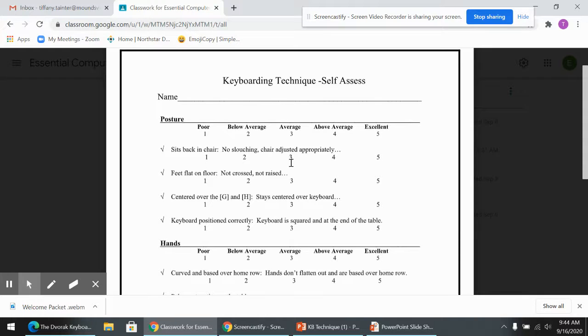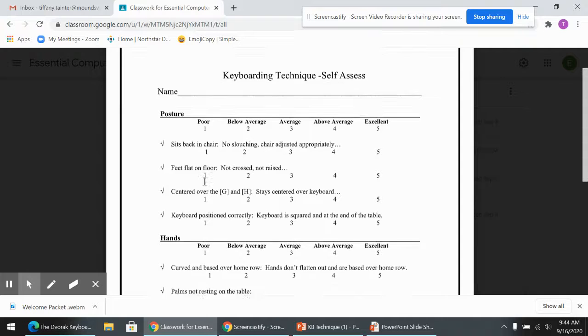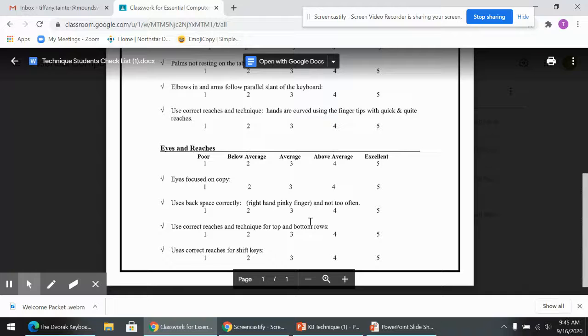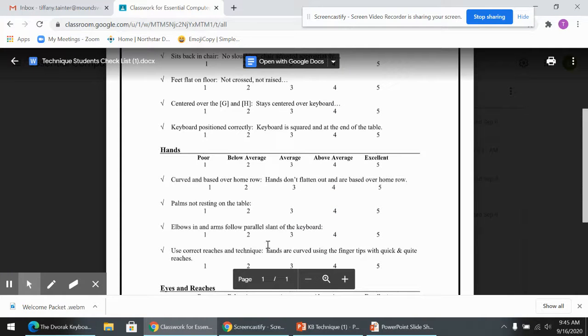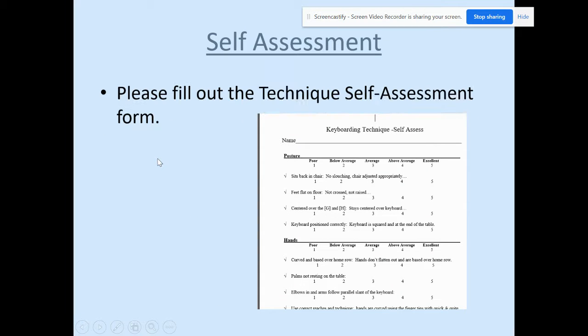If you feel like you're pretty okay with that, then 3. If you feel like you're really good and work on your posture all the time, 5. If you know that, oops, I do slouch, maybe you're 2 or 1. Feet flat on the floor, same thing. Are you crossing your legs or ankles a lot? Or are they both feet on the floor? There's no right or wrong answer with this. This is just taking a look at how you feel that you're doing. All right? So that is what we'd like you to do, is to fill this out.